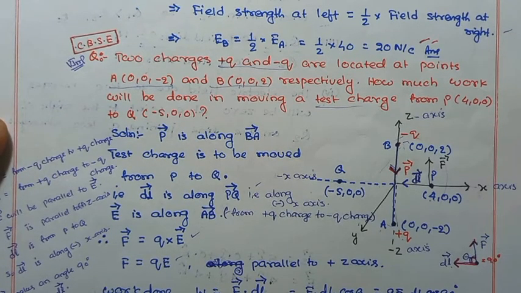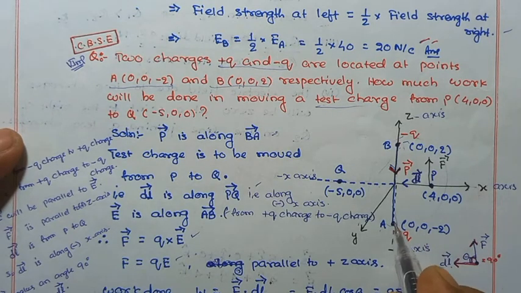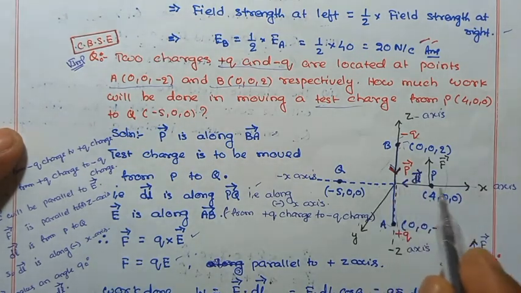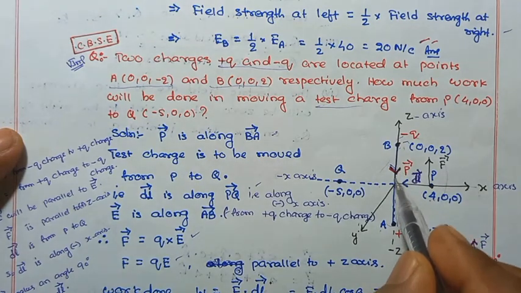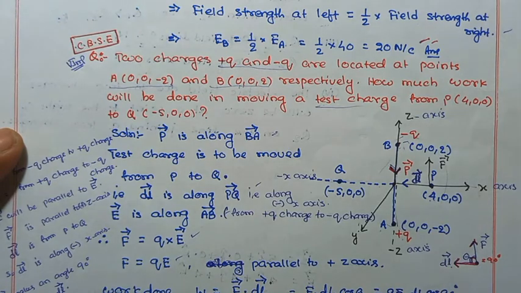So now see, this positive q charge is located at (0, 0, minus 2). That means it is on the z axis, because on the z axis x is 0, y is 0, and minus 2 is along the negative z axis. So say this is the x axis, this is the y axis, this is the z axis, this side is positive z axis, and from the origin this side is negative z axis.